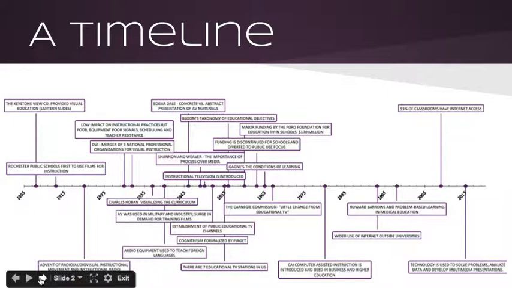By early 1980s, computer-assisted instruction is introduced and used in business and higher education. And by the early 90s, the internet is being used more and more, and not just in higher education. Just 10 years later, 93% of schools have internet access. And today, in 2015, technology is used to solve problems, analyze data, and develop multimedia presentations.